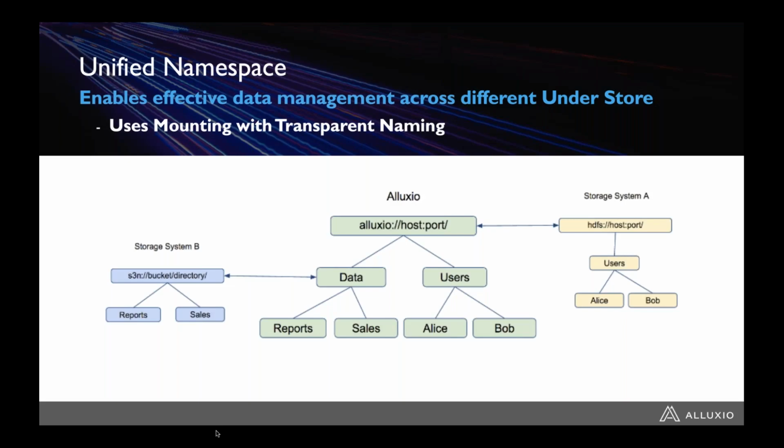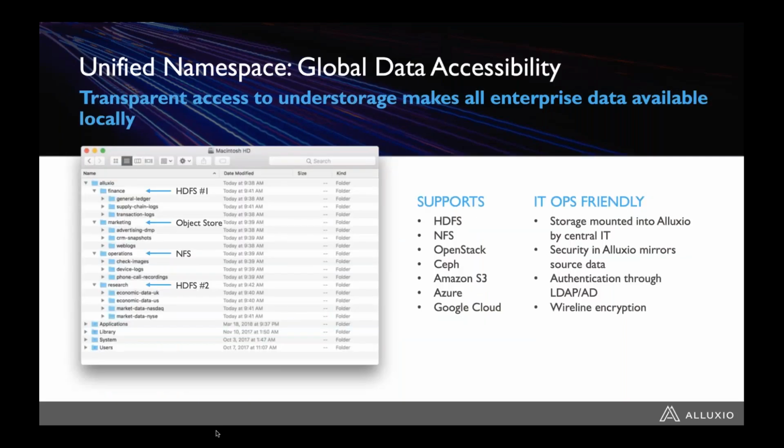So here you see that you have folders, users, and that user folder gets pulled under Alluxio. You might have other buckets under S3, and that data gets pulled under Alluxio as well. And you get this notion of a single unified file system, which might actually live physically on many different storage systems underneath. Another way to look at it is actually through a simple Finder view. So let's say you have Alluxio as a top-level folder. You could have multiple HDFS systems which can be mounted in. You can have an object store and NFS as well, and these get mounted in.